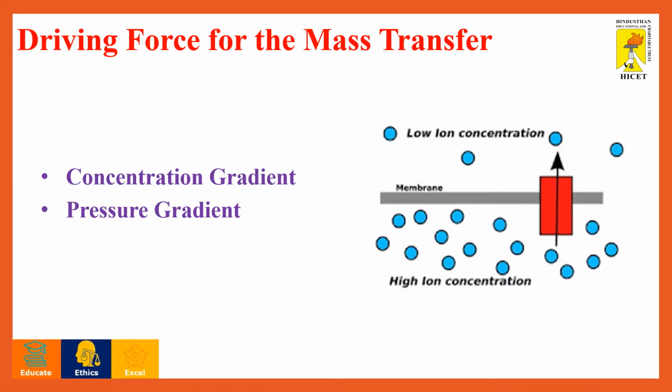This mass transfer happens either because of the concentration difference or pressure difference. The two also take place from one place to another or one end to another. So it is called as concentration gradient or pressure gradient. So we can conclude that these two, concentration gradient and pressure gradient, are the driving force for the mass transfer operation. You refer the image, the ions are transferring from one end to the another end, that is high concentration end to the low concentration end through the semi-permeable membrane because of this driving force, that is concentration gradient.